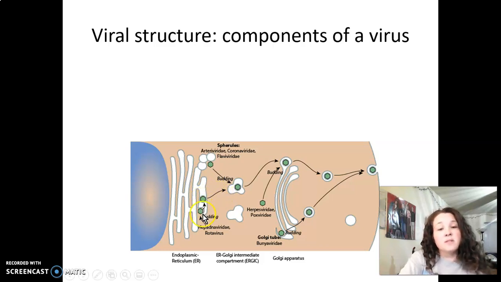So for example, these ones here that are being made in the endoplasmic reticulum, they're going to bud off and have an envelope made of the membrane from there. And the same with the ones that are in the Golgi. They're going to bud off and they've got their membrane from the Golgi.